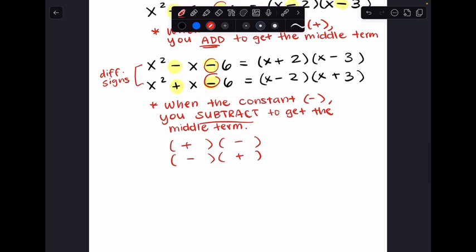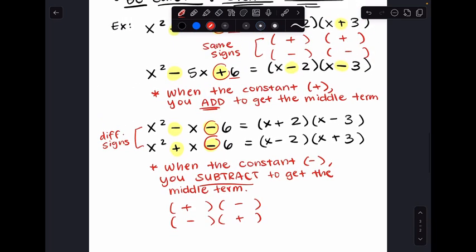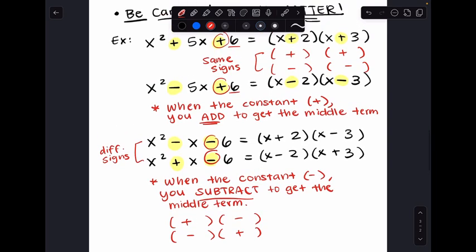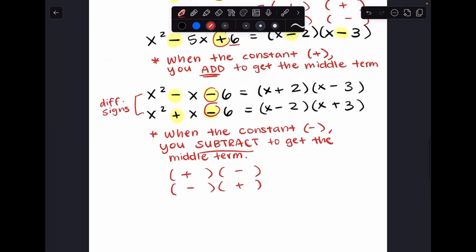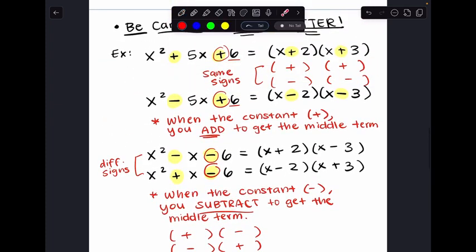Okay, so this is just to refer back to your little cheat sheet here. Let's go ahead and go over a few examples. And I would really try to get familiar with this. So again, if this is a plus, depending on what this term is, will determine if you have a plus or a minus. If the last term is negative, you just know that you're going to have two different signs.